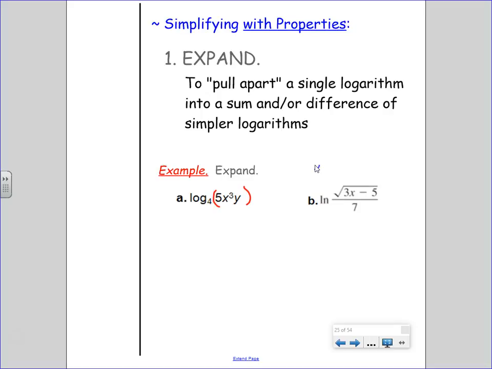Now the problem is our properties just tell us 2 things. If you're dividing 2 things, it's 1 subtraction. If you're multiplying 2 things, u times v, it's 1 addition. But then you get to a problem like this, and you're like, oh, stink, there are 3 things. But the property still applies. Whenever you have multiplication in an argument, you can pull it apart, you can expand to have addition of logs.